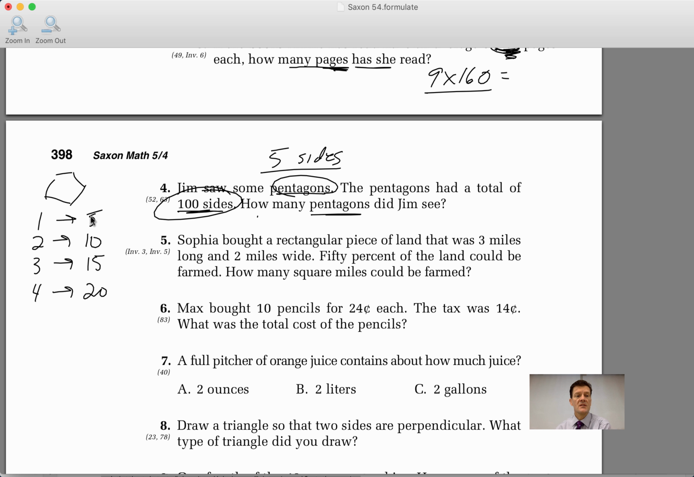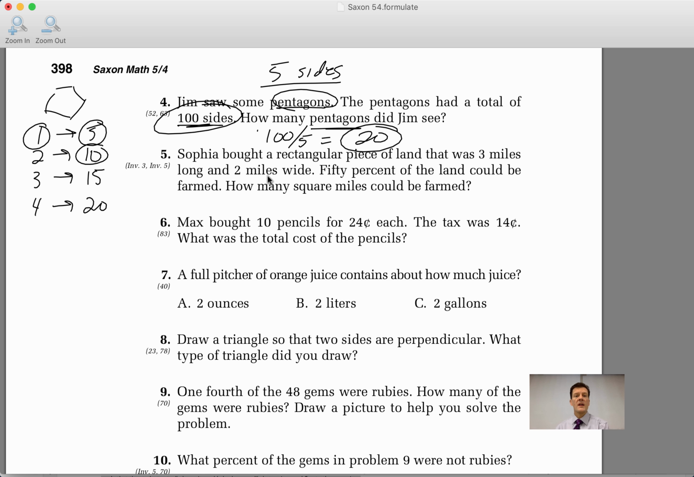If you know the number of sides, then you know how many pentagons there are, and you would find that by dividing by 5. So we're going to take 100, divide by 5, and you should get your answer here. You have 20 pentagons.